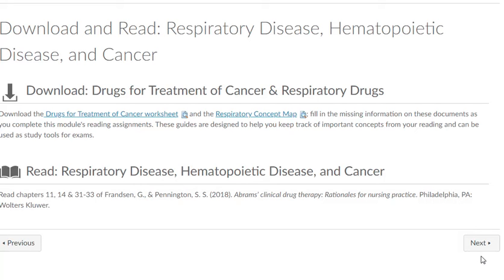Look at the orange highlighted boxes for patient teaching. Look for similarities between medications and then what is different in the adverse effects.